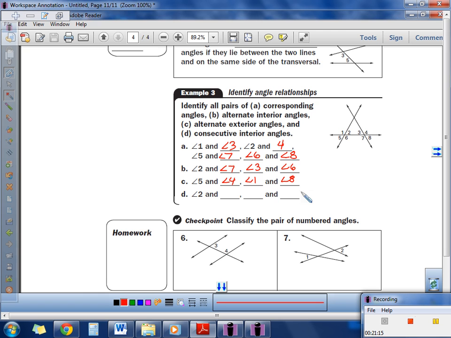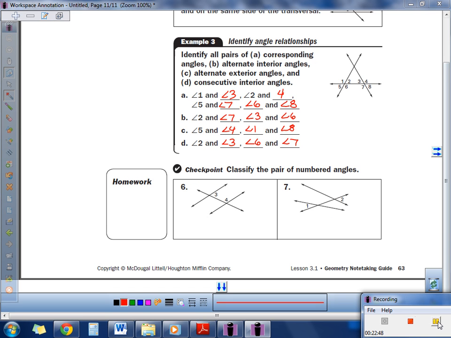Last one I think is also pretty easy. 2 and 3. They're on the same side of the transversal. You just slide down. The next one would be 6 and 7.